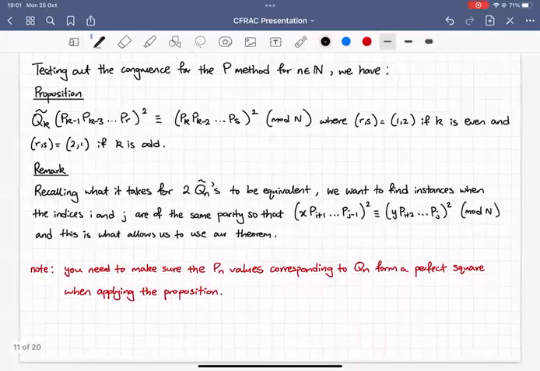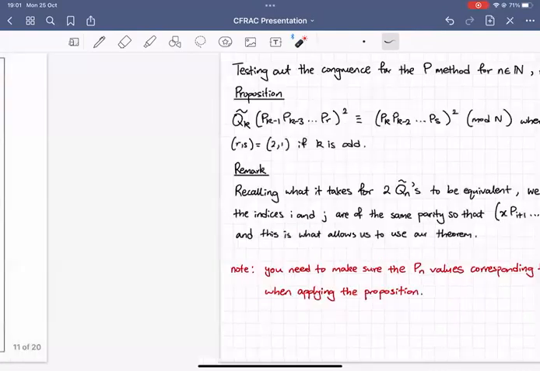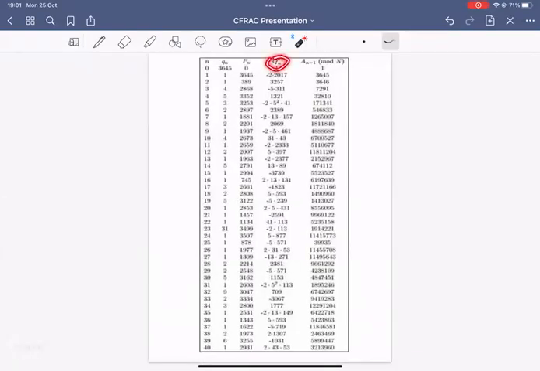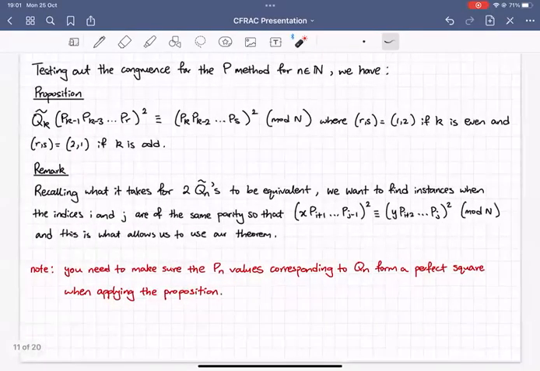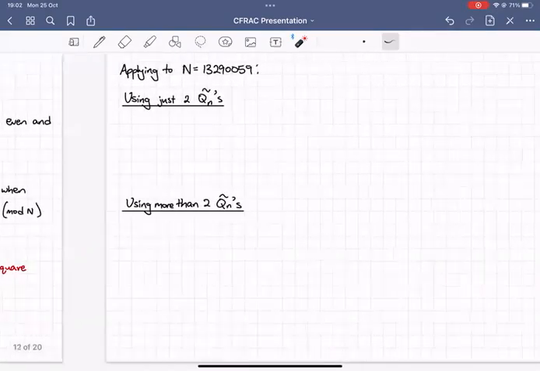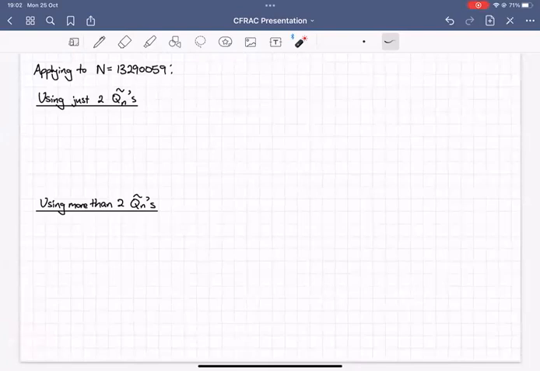And so notice that the x and the y's are also included inside the squares. That basically puts a constraint on what qn's you can use, because if you look at the table back here, you need to pick the qn's such that their values form a perfect square. You see what I mean by that later on. So here we go. Let's apply the previous slide to this integer here.